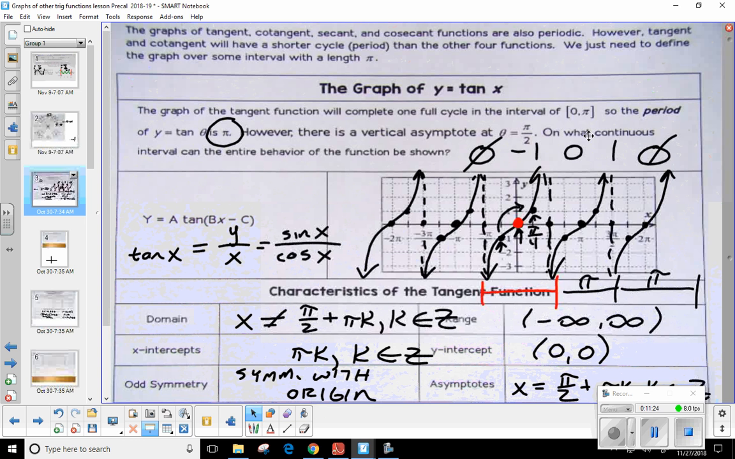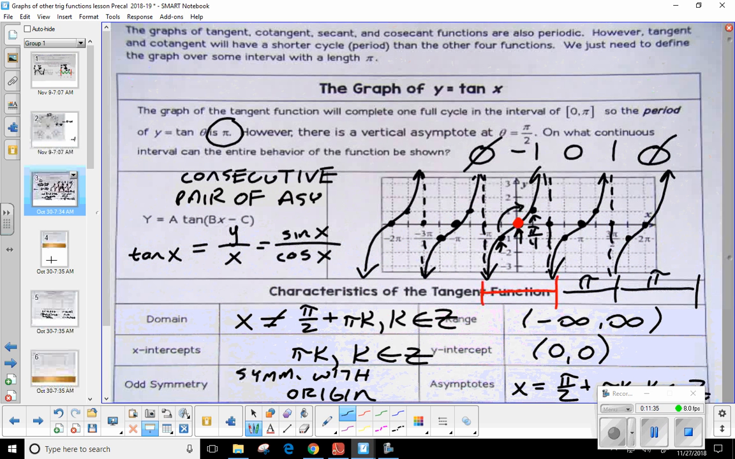Now, as long as you have a consecutive pair of asymptotes. Now, what am I talking about when I say consecutive? Like, what are consecutive numbers? Yeah, numbers that are in order, right? So I'm just looking for a pair of asymptotes that are right next to each other. Now, what we like to use when it comes to tangent, we like to use -pi/2, and we like to use pi/2. With tangent and cotangent, we have to use consecutive asymptotes.